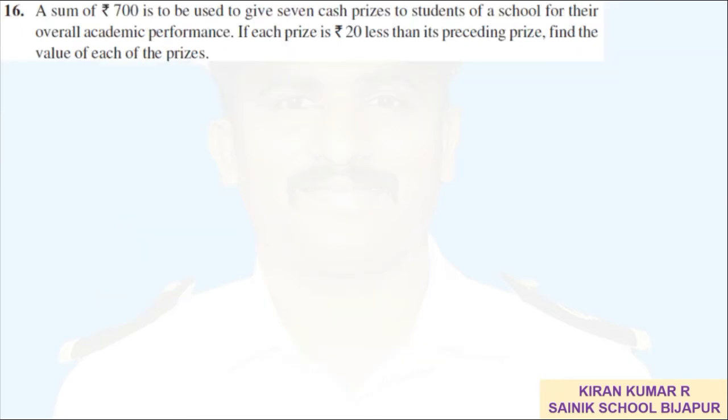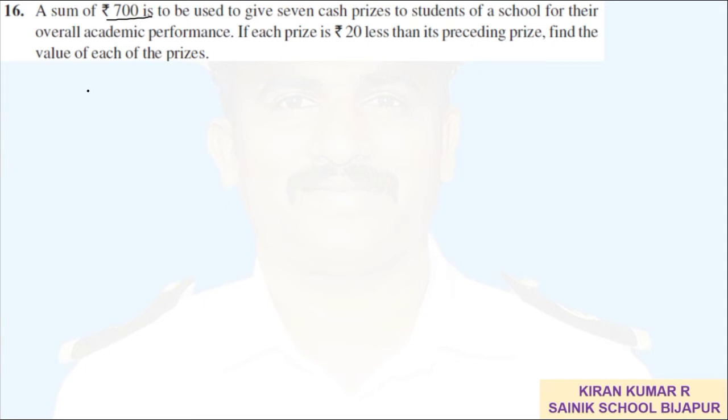Question number 16. The sum of rupees 700 is to be used to give 7 cash prizes to the students of the school for their overall academic performance. If each prize is rupees 20 less than the preceding prize, find the value of the prizes.